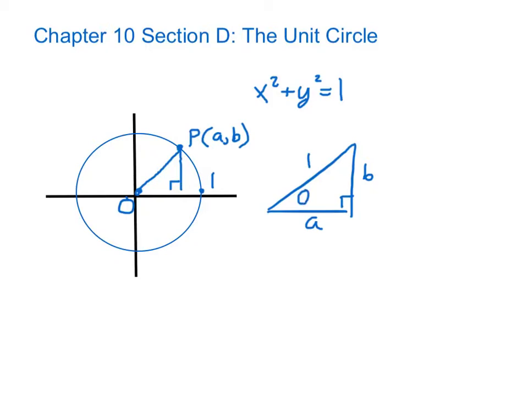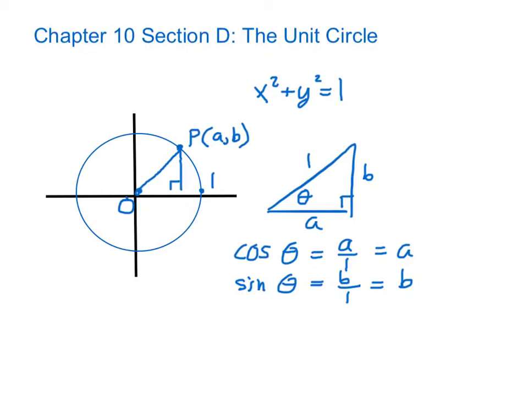Now if we call this angle theta, we can find the cosine and sine of theta. We know that the cosine is equal to the adjacent side over the hypotenuse, which in this case is A over 1, which simplifies to just A. And the sine of theta is equal to the opposite side over the hypotenuse, which in this case is B over 1, which equals B.